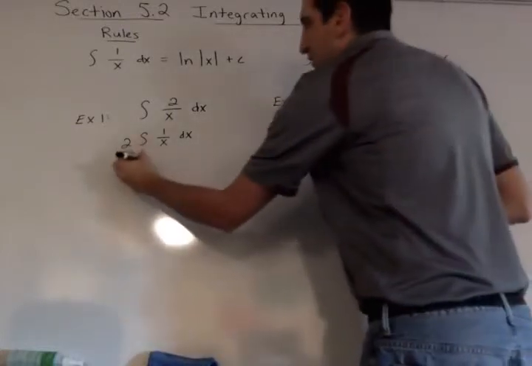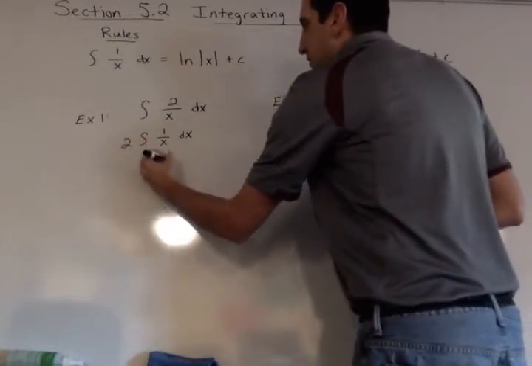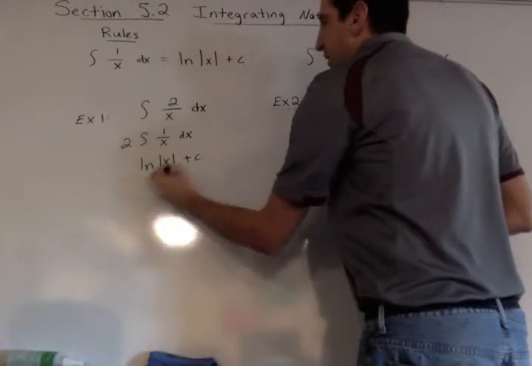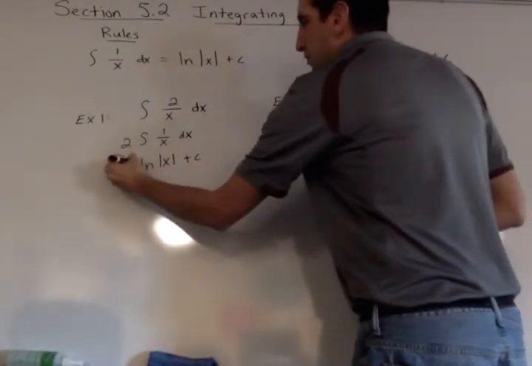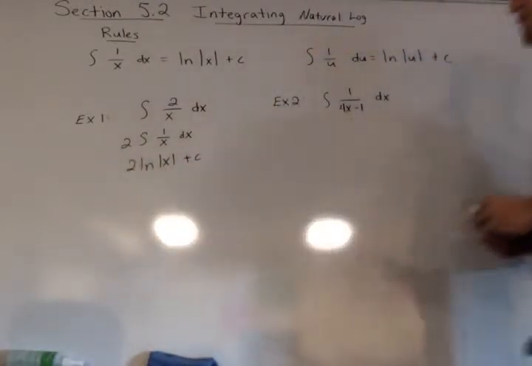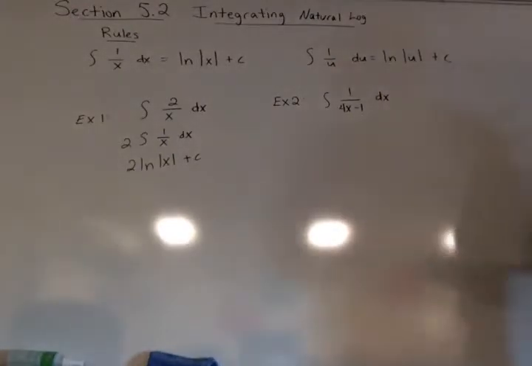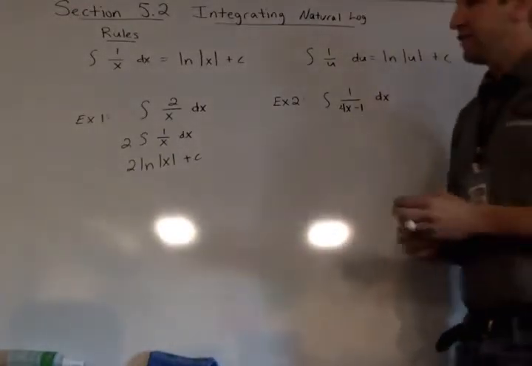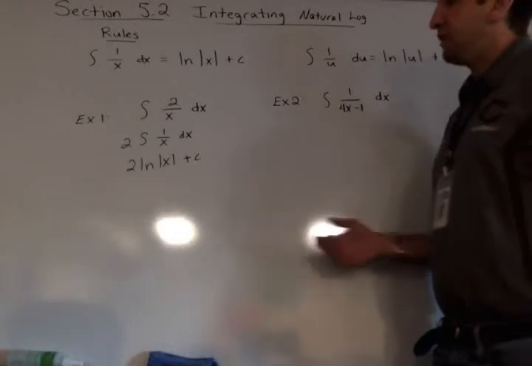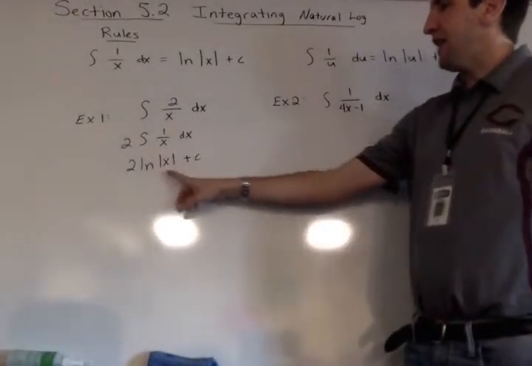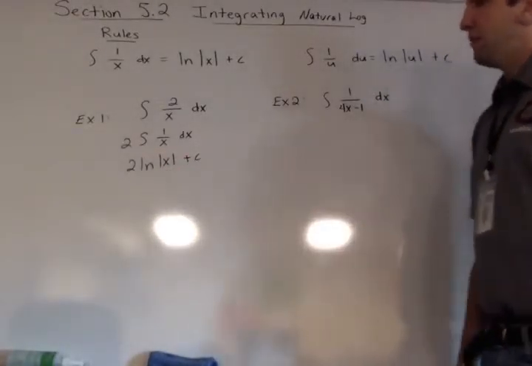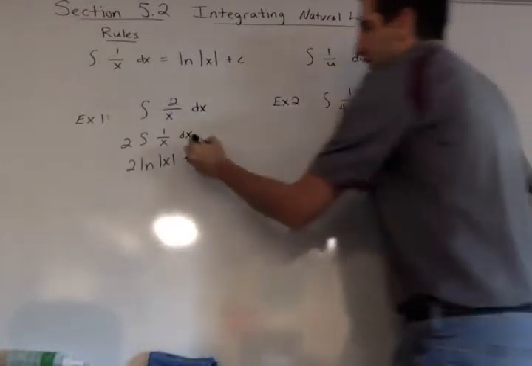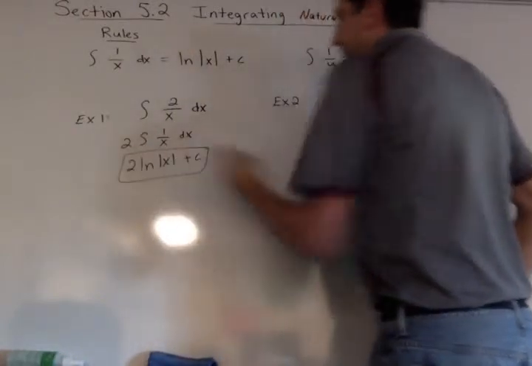So we'd have natural log x plus c, and that would be multiplied by 2. So our final answer there is 2 natural log absolute value x plus c. You'll notice that as you write your answers, and check these in the back of the book, you don't necessarily have to have the absolute value. We'll begin to assume that our values for x are greater than 0.